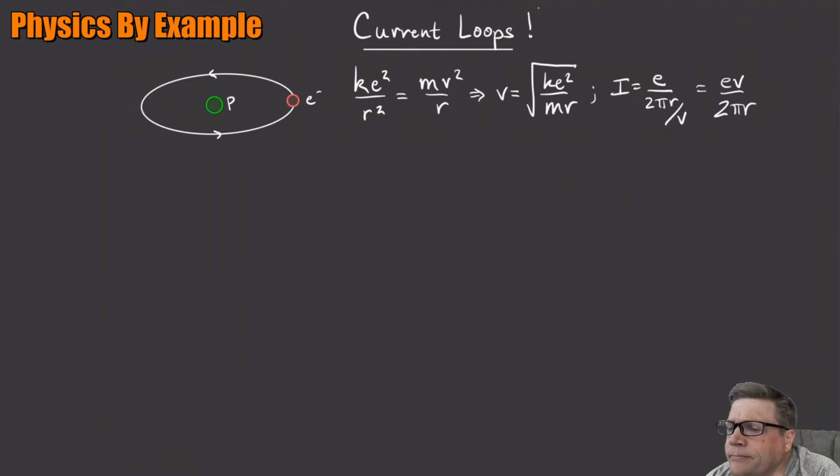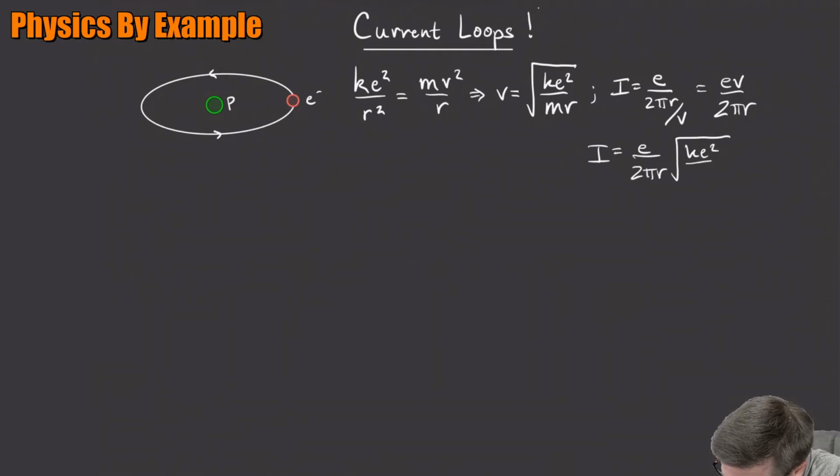And maybe that's going to be kind of a mess. So the current is just e over 2 pi r times this mess, the square root of Ke squared over mr. But anyway, let's see what we can do with this. If this is a little current loop, one thing we can do is compute its magnetic moment, which is sort of like the strength of the magnetic field coming from this thing. The magnetic moment is just the amount of current times the area. So let's see what we get.